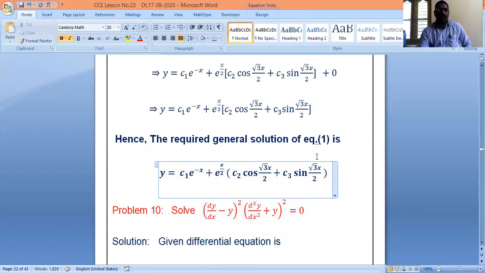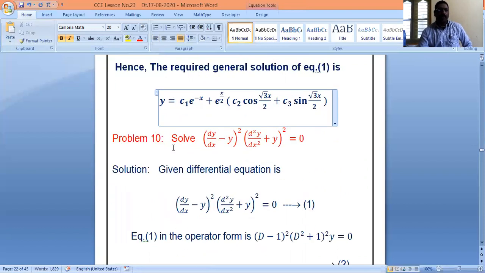Therefore, hence the required general solution of equation 1 is y = c1 e^(-x) + e^(x/2) (c2 cos(√3/2 x) + c3 sin(√3/2 x)). Now problem 10. Solve (dy/dx − y)² (d²y/dx² + y)² = 0.